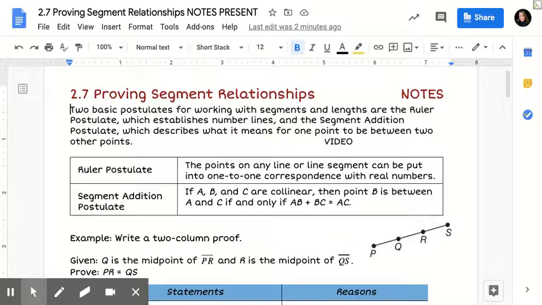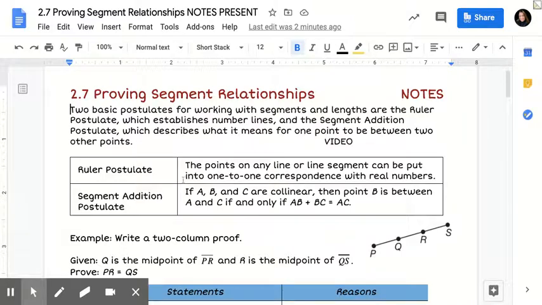So starting with the ruler postulate, the points on any line or line segment can be put into a one-to-one correspondence with real numbers. If you think about that with a number line, if you were to put a number line up against, say, this line segment here, then each of the points here would be assigned a particular number, and no two unique points would have the same number associated with them on that number line. That's what this ruler postulate says.